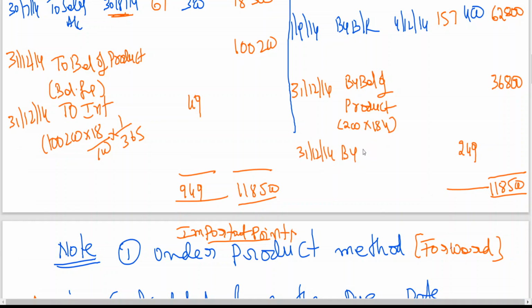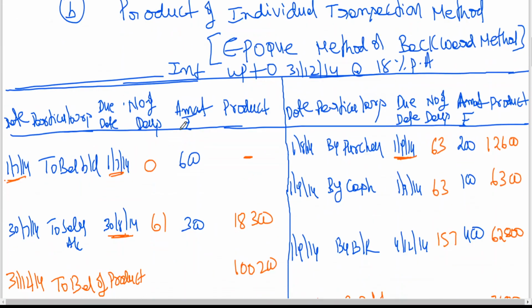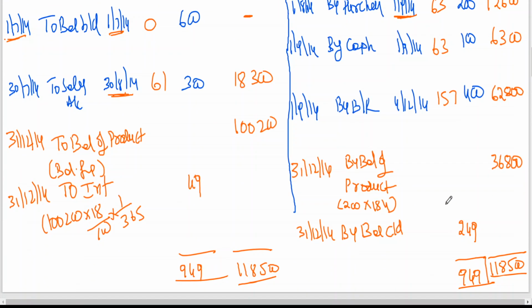Clear to all of you? I think you got the same answer. You can see 249, interest 49. Here also interest 49, 249. So the only difference is you have to compare the due date with the opening date. That's it. For every problem we can do this, but it's a waste of time. Don't worry much about it.